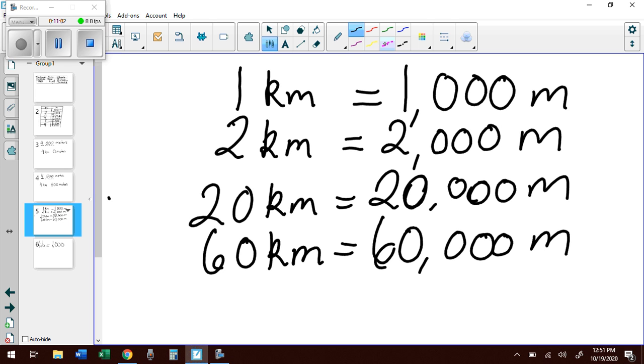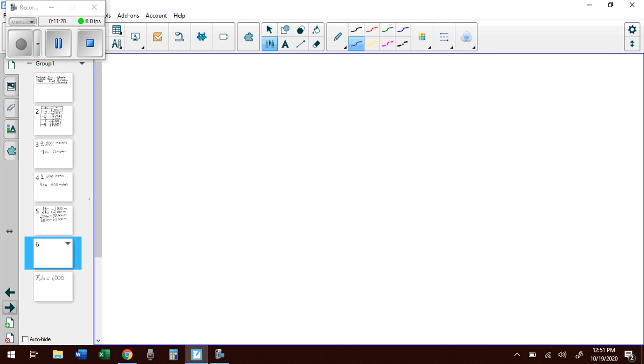So one, let's do purple. I'm going to show it purple. Okay. 1,000 meters. 2,000 meters. 20,000 meters. 60,000 meters. If I asked you, ooh, I guess we're staying with purple. 60,640 meters.